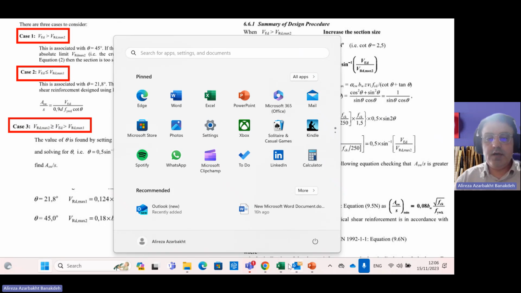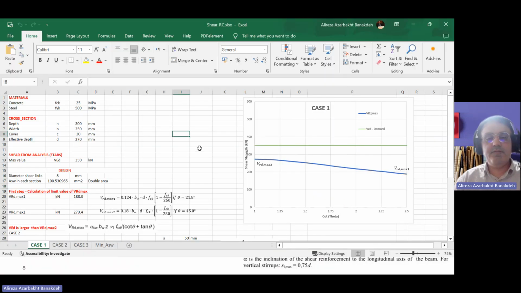I provided the Excel file for you. This is coming from structural design as well. If you remember, I designed this Excel file for structural design, and it had 4 sheets: case 1, 2, 3, and minimum ASW. The minimum ASW, you can imagine, is the minimum reinforcement you need to check in any case of design.